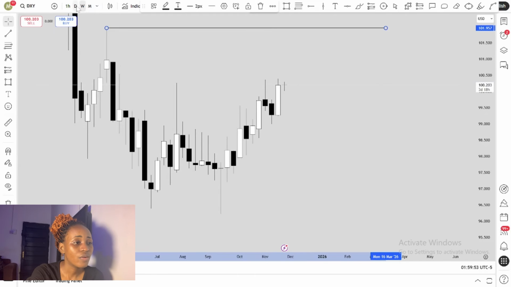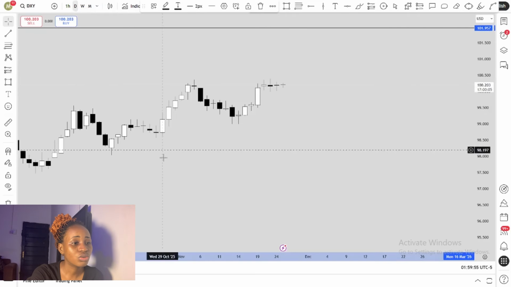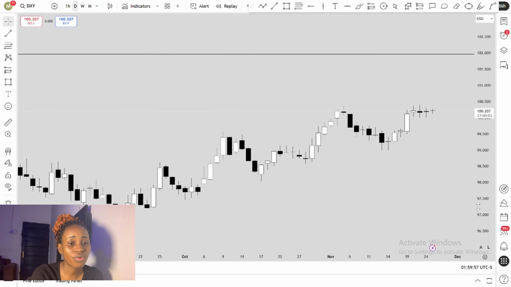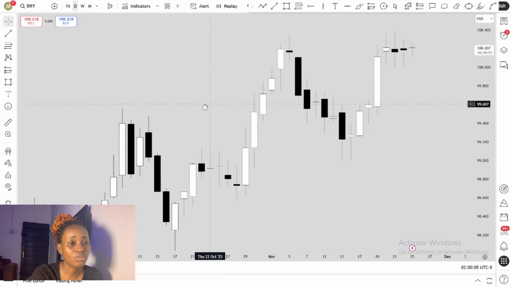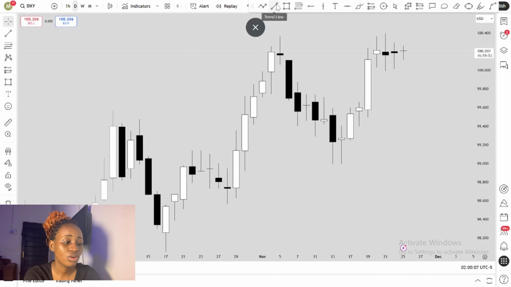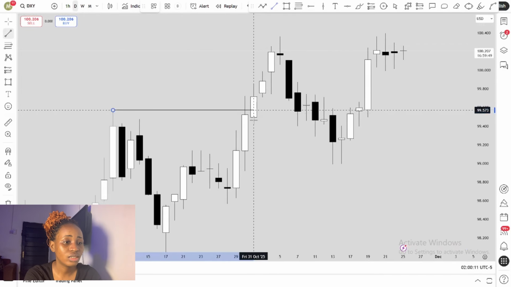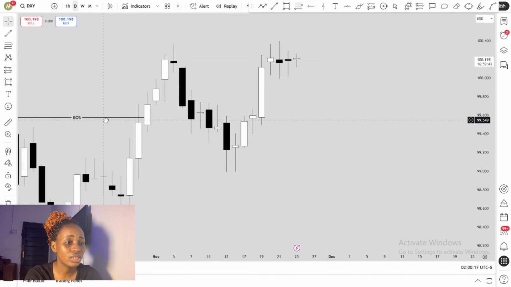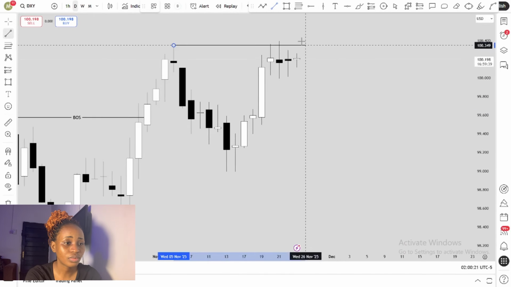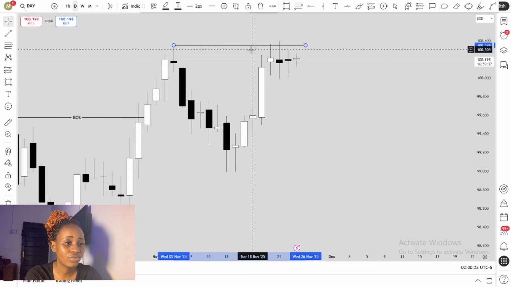Okay, from there I'll go down to the daily time frame. What am I looking for here? I just want to map out structures on the daily time frame, and to understand the direction of the market. Here we have a break of structure to the upside, and we also have this high. Okay, we also have this high.